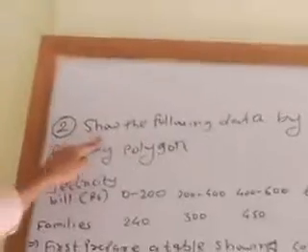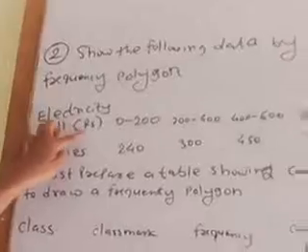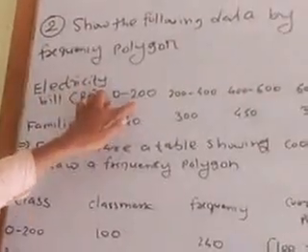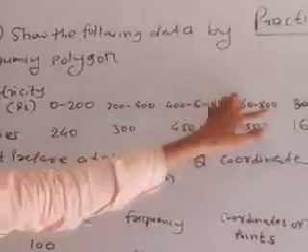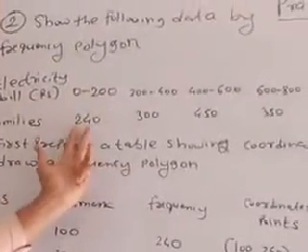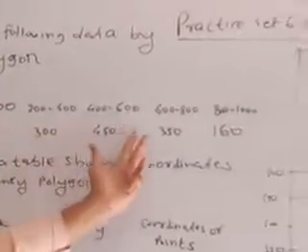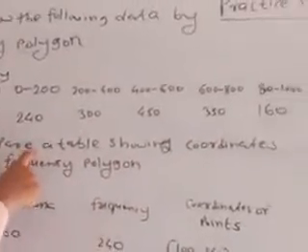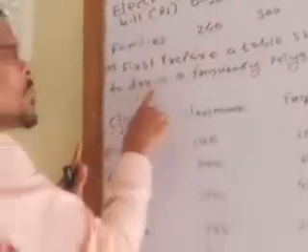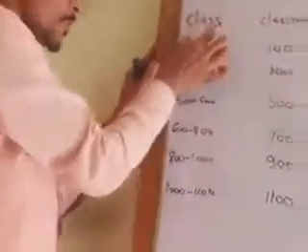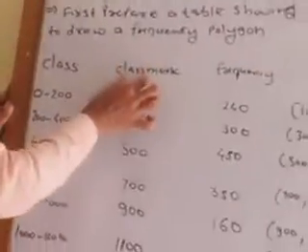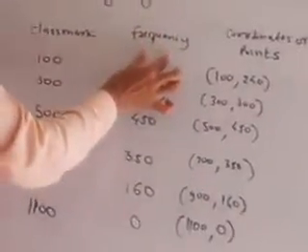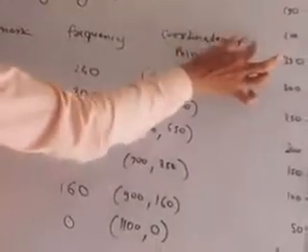Question number 2. Show the following data by a frequency polygon. Electricity bill in rupees: 0 to 200, 200 to 400, and so on. The frequency, the number of families, is 240, 300, 450, 350, 160. So first prepare a table showing coordinates to draw a frequency polygon. First column class, second column class mark, third column frequency, fourth column coordinates of points.